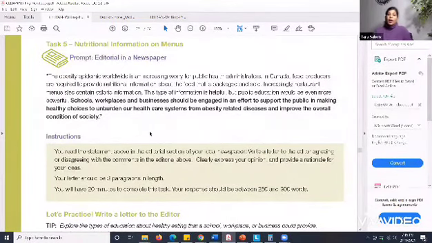So this is how your writing task 2 would look. They'll give you some abstract of some article, and you have to respond to that. You have to give your opinion.